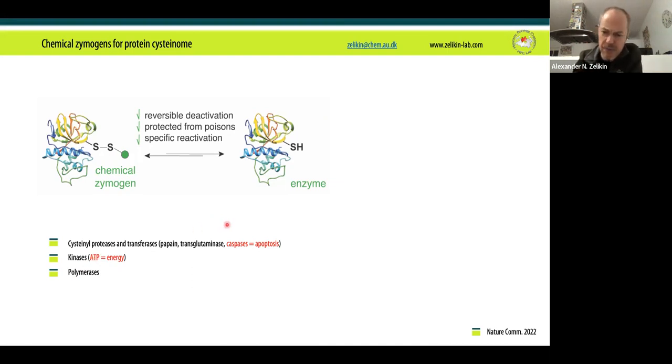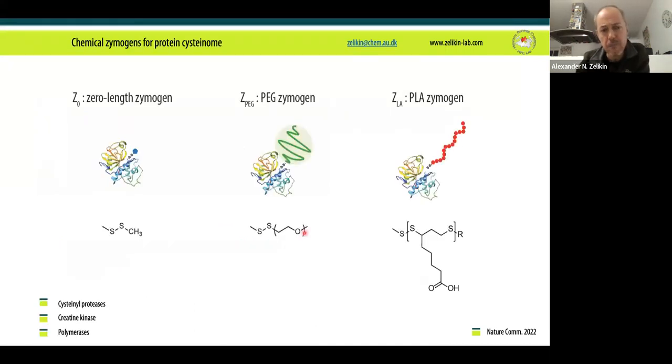Some of the data I'll be presenting just came out in our recent paper. Some remain unpublished, but hopefully we'll publish them soon. So we made three types of zymogens. The one we call zero length is the one where cysteine is protected in the form of a disulfide with the shortest, methyl disulfide, that's why we call it zero length. For other cases, we make disulfides with polyethylene glycol polymer just to increase the steric bulk. In this case, the active site is protected by a fairly large polymer.